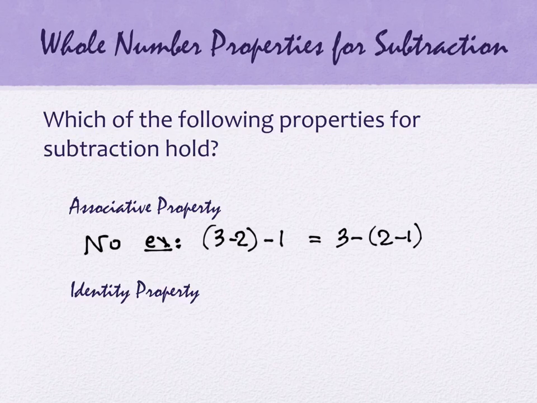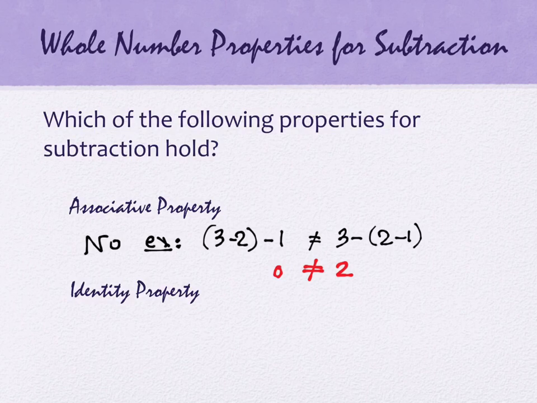So let's do the left-hand side together. What is 3 minus 2? 1, and 1 minus 1 would be 0. On the right-hand side, I have to start in the parentheses. What's 2 minus 1? 1. And then on the outside, the 3 minus the 1 would give me a 2. So this does not hold, which means the original one didn't either. I can't just put those parentheses in anywhere. Where they are matters, and it will change the value. So no associative property.